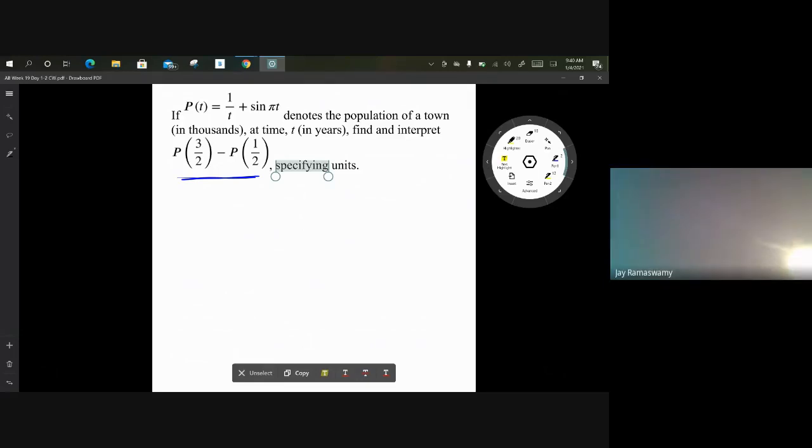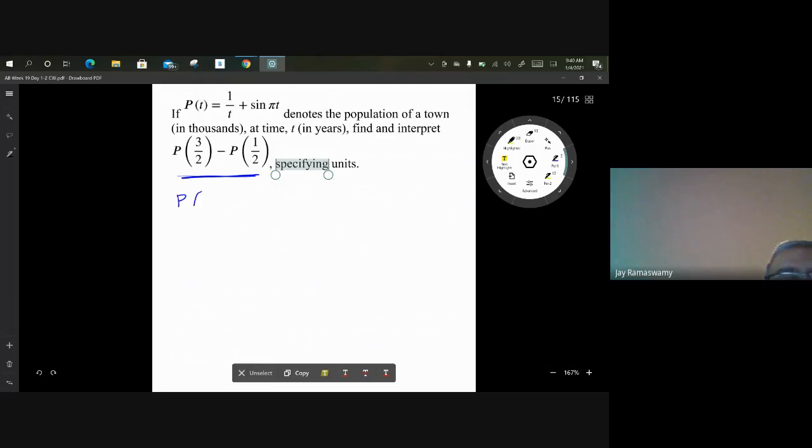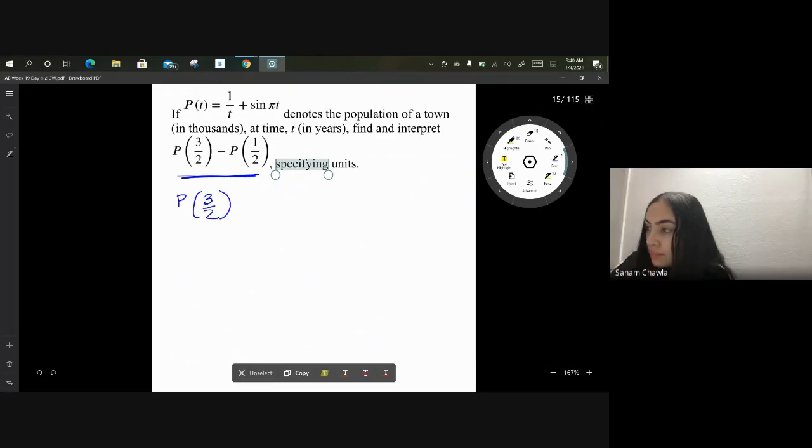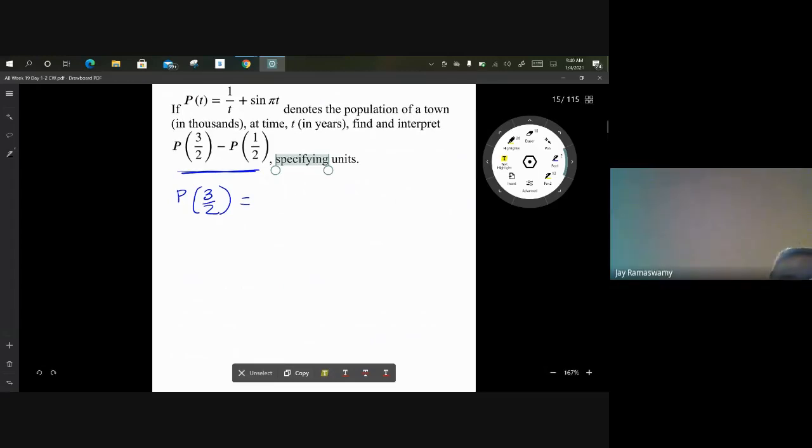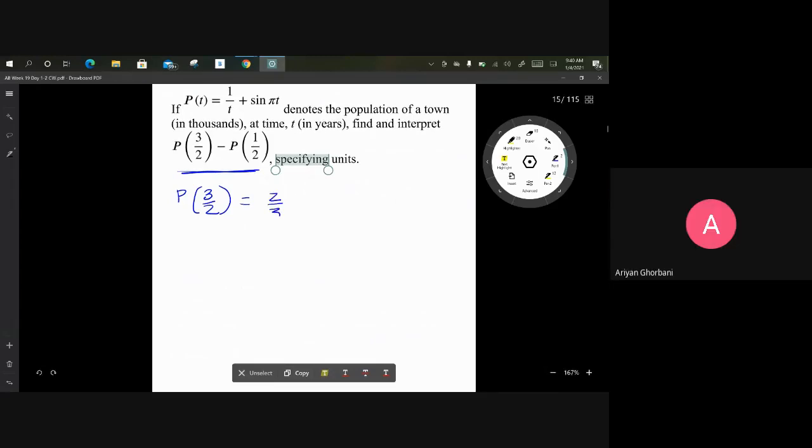Nothing clever. So should I first find P of 3/2? Okay, 2 over 3. Very smart. What's 1 over 3/2? Will that become 2 over 3? Okay.